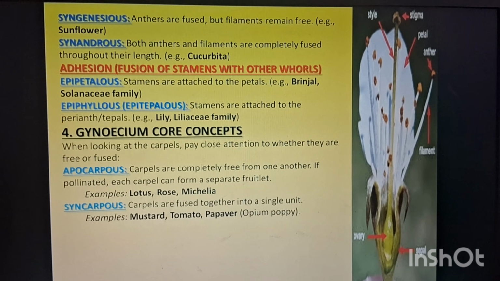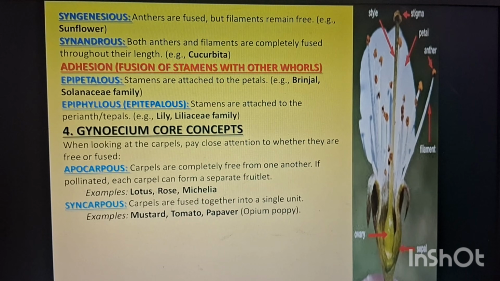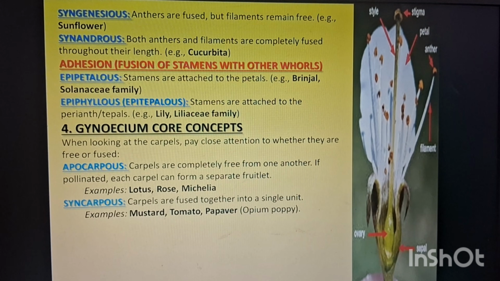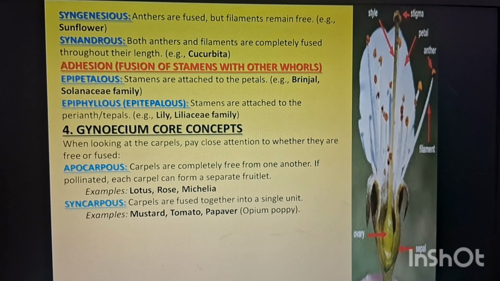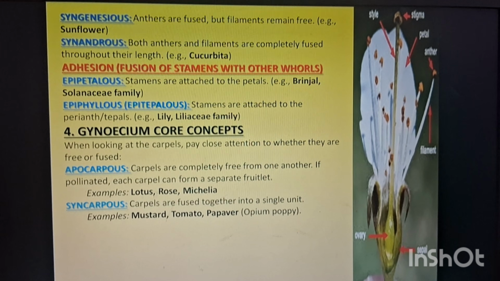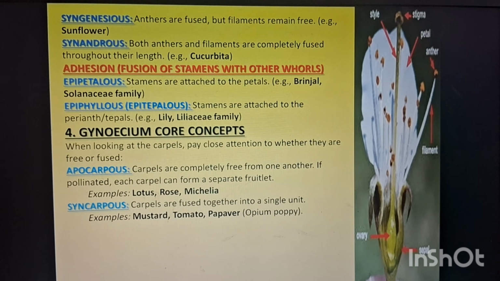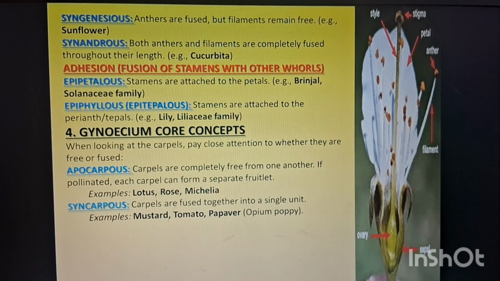Next, adhesion, that is fusion of stamens with other whorls. Epipetalous. Stamens are attached to the petals. Example brinjal and the Solanaceae family. Next, epiphyllous. Stamens are attached to the perianth tepals. Example lily family. Next, gynoecium core concept.